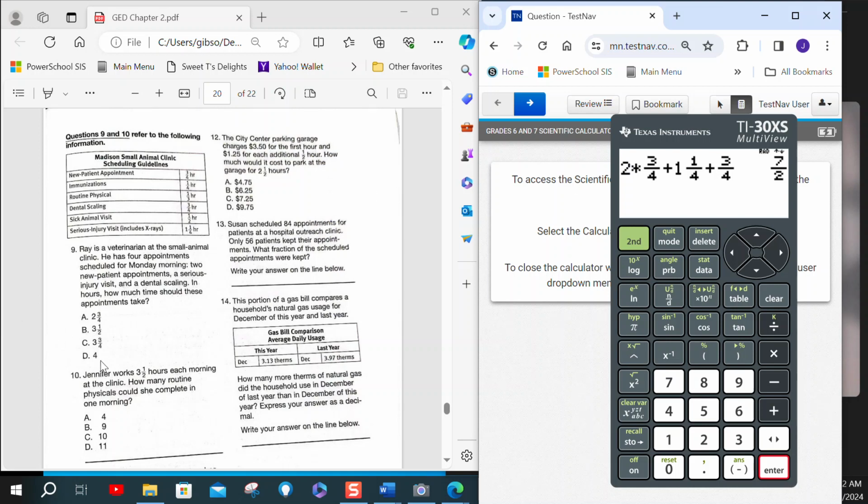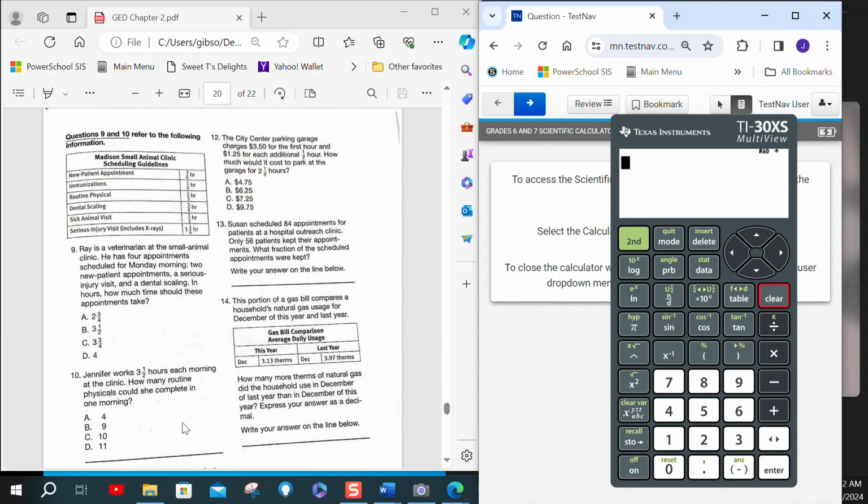So you notice we have mixed numbers or a whole number. So we'll change this improper fraction to a decimal. So we'll press second, this x10 to the n, and press enter. So it's 3.5, which is B. Okay, now we'll go to problem 10.